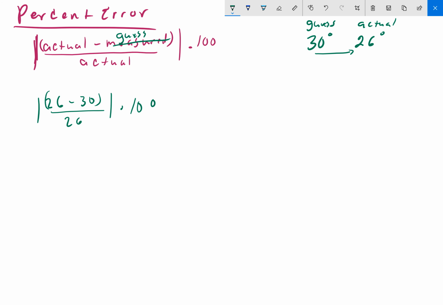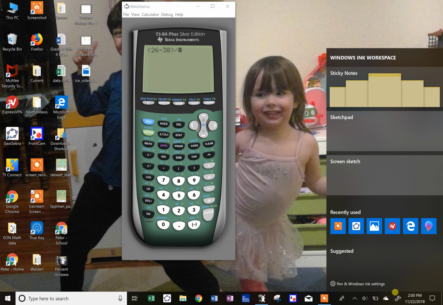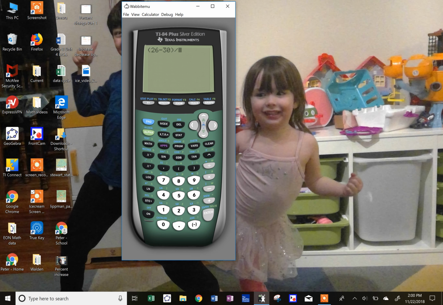Now I'm going to go back to my calculator and take a look at this. Now 26 minus 30 divided by 26. Once again, you have to be very careful, because if you're going to do this all at once, you need to use parentheses. 26 minus 30, divided by the actual, which was 26, and I get negative 0.153846153.